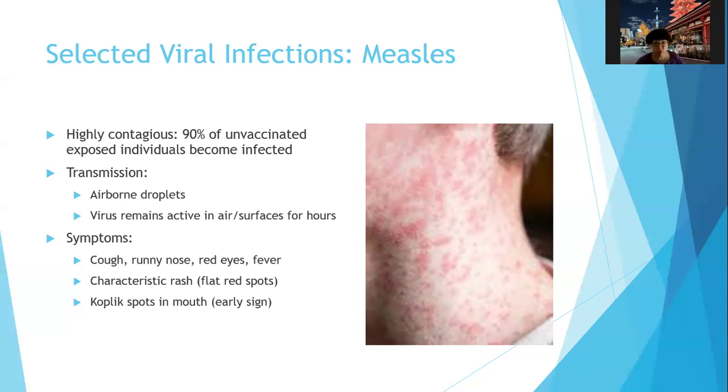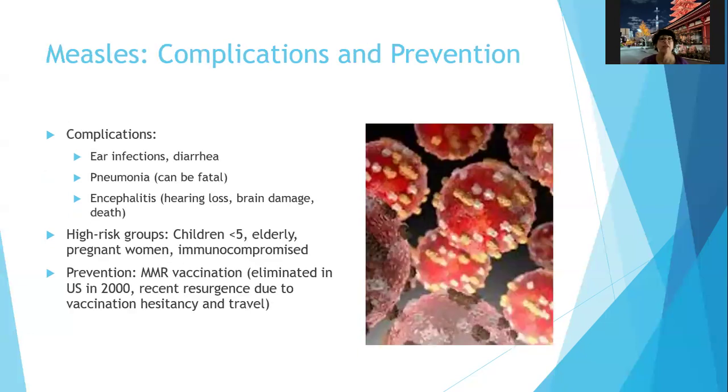It's transmitted by airborne droplets. People sneeze, talk, breathe, and there are those droplets just waiting to make you sick. The virus is active in the air or on surfaces for hours, hours. So the regular symptoms: cough, runny nose, red eyes, fever, and the characteristic rash. They have these white spots in the mouth that are called Koplik spots that are diagnostic for measles.